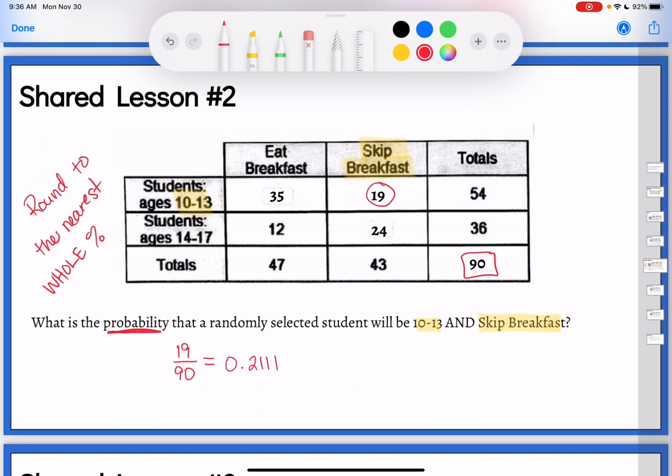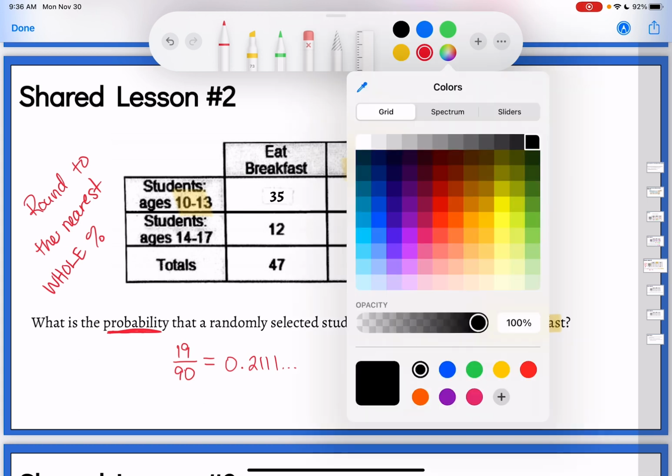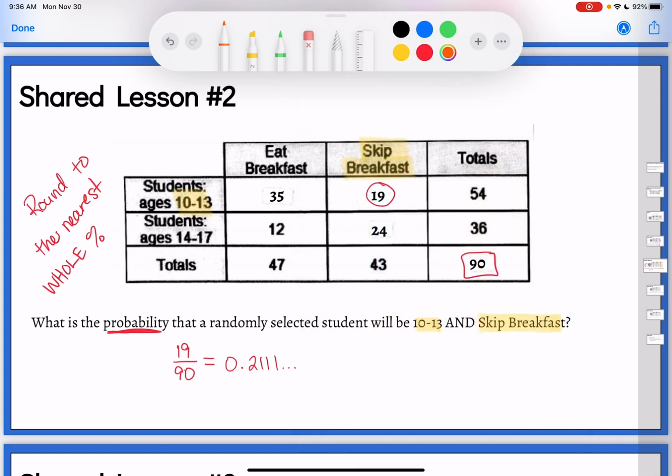0.2111... So if I want to round that to the nearest whole percent, remember, to change a decimal into a percent, I need to move my decimal 2 places, right? So it'd be 21.111, so that would just make it round to 21%, right?